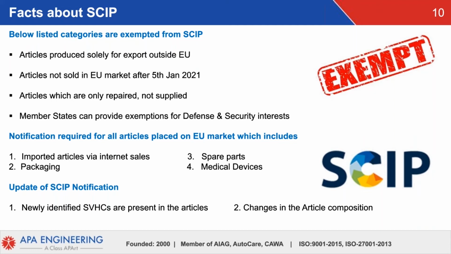Note that any imported articles, including those with internet sales, must be registered with SCIP. The packaging on the articles, if there are SVHCs involved, you must register with SCIP. This also goes for spare parts and medical devices. You will need to perform an update of your SCIP information anytime there are any newly identified SVHCs on the articles. And also, if there are any changes to the article composition, you must update your SCIP notification.